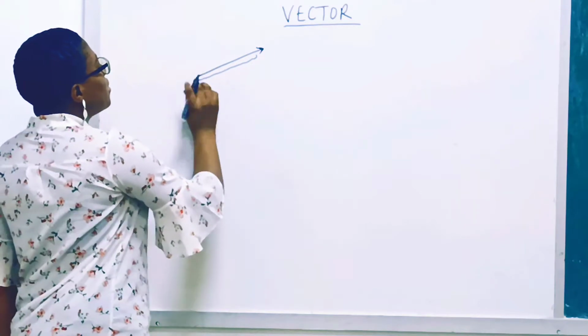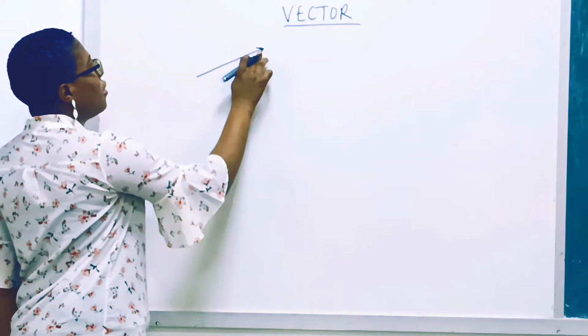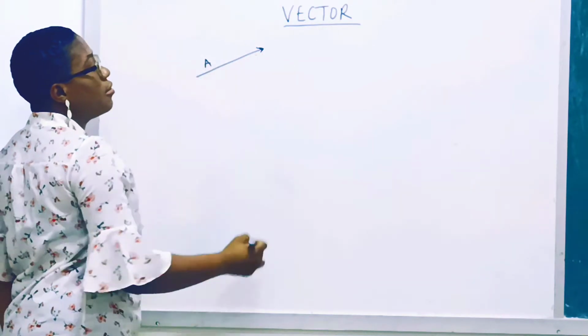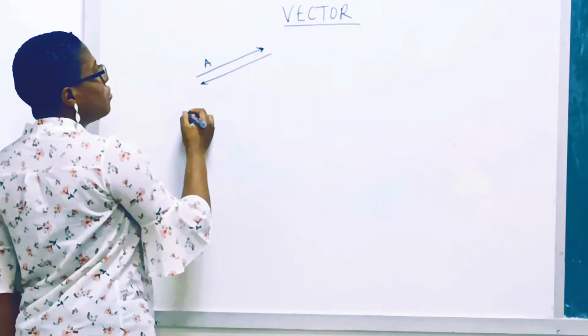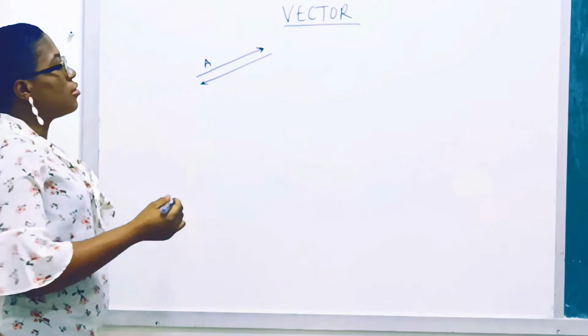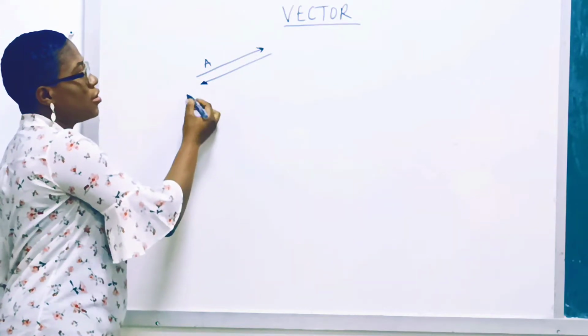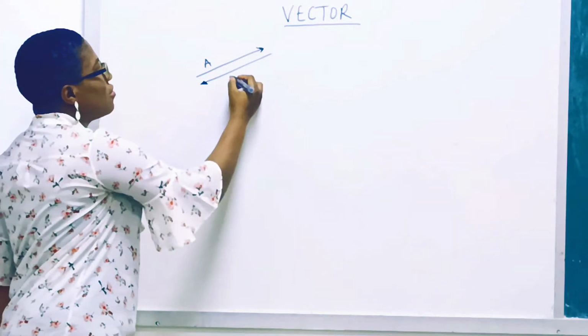So consider this vector A, then minus A will be this vector, the same magnitude but a different direction. Are you seeing the direction? So this is minus A.